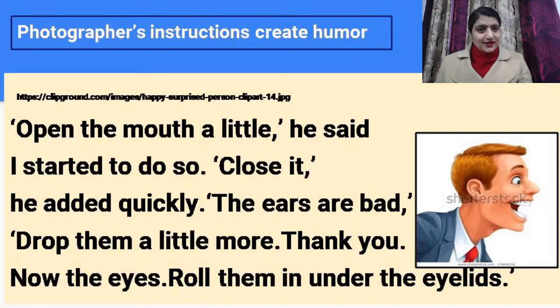So the photographer is telling the narrator to do one thing or the other, as if the narrator is a circus animal and the photographer is a ringmaster who's making him dance to his tunes. So the poor narrator just keeps on doing whatever he's being told.